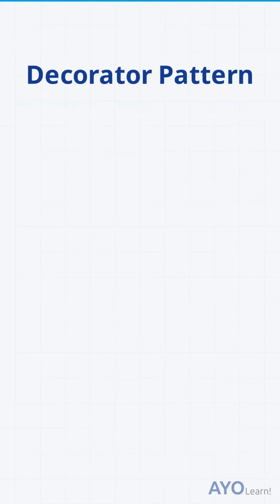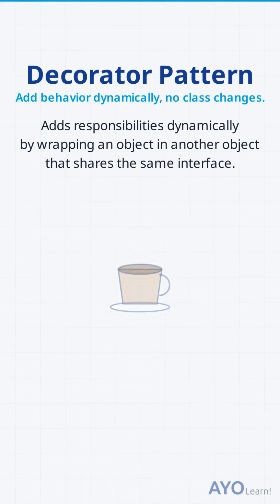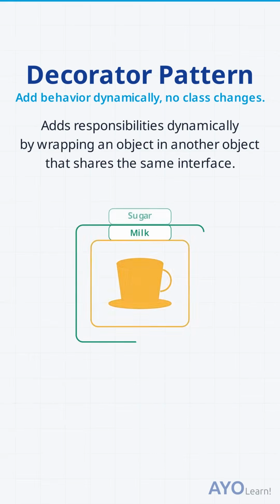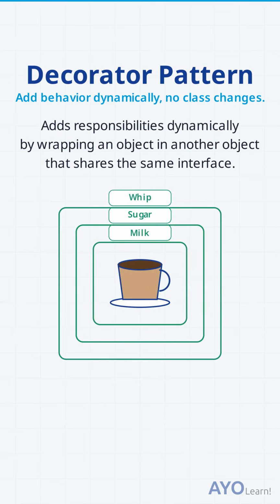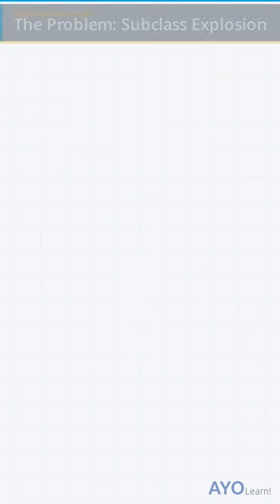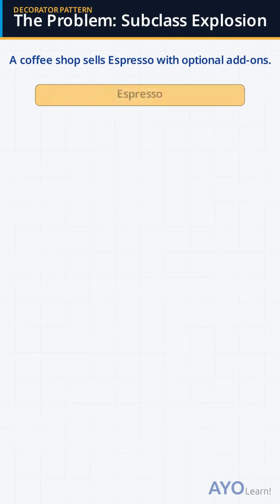The decorator pattern adds new responsibilities to an object dynamically by wrapping it in another object sharing the same interface. Watch a plain coffee cup gain layers: milk, sugar, whip. Imagine a coffee shop selling espresso with optional add-ons.